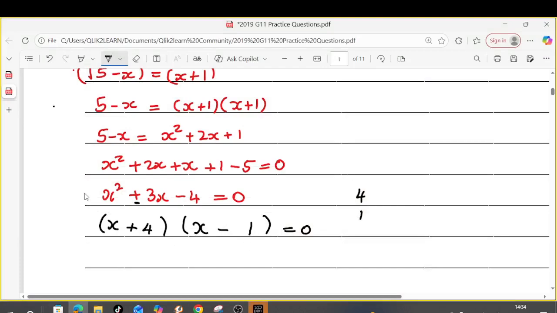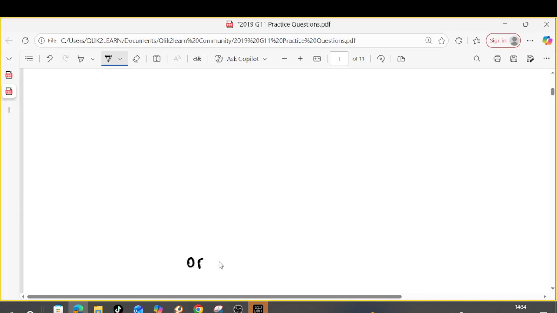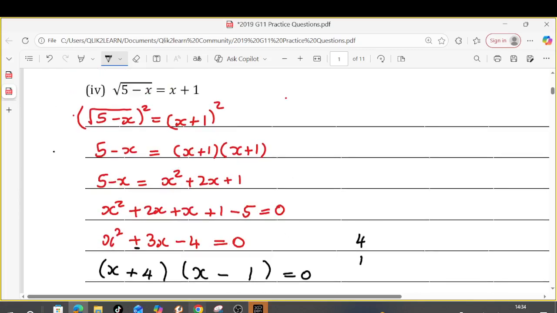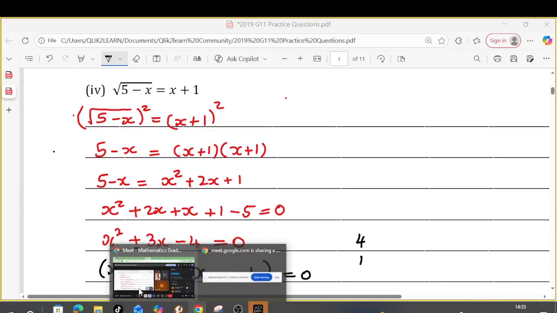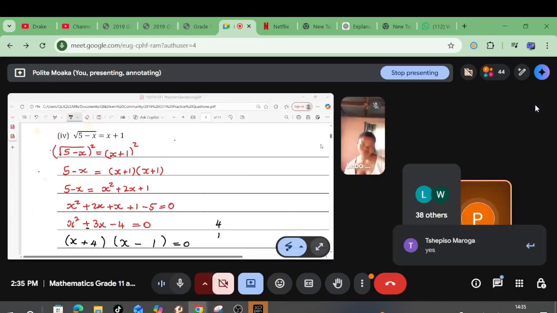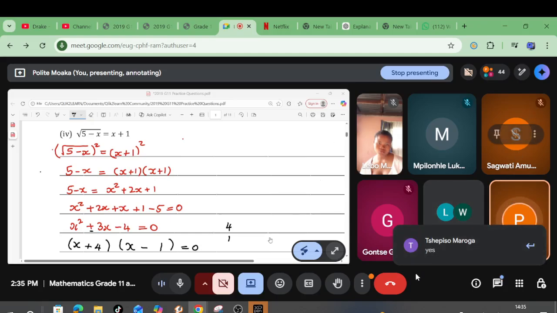So now what I'm going to do is say x plus 4 is going to give us x is equal to minus 4, or the other side will give us x is equal to positive 1. Are you all happy with that answer? Now tell me guys, since we are working with the square root and we squared both sides, are we done here? Are we done solving?